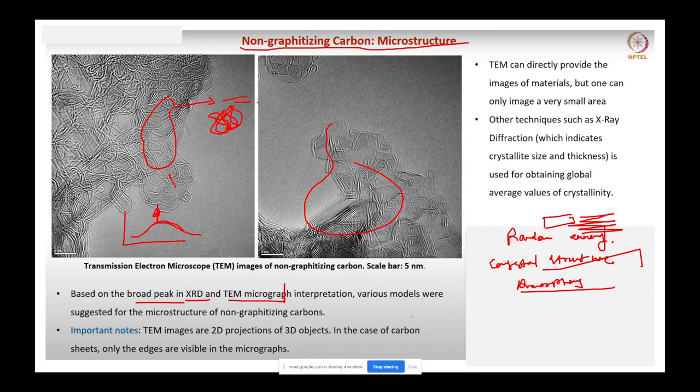Various models were suggested for the microstructure of non-graphitizing carbon. An important note is that TEM images are 2D projections of the 3D object. In the case of carbon sheets, only the edges are visible in the micrographs. So this is a point to be noted.